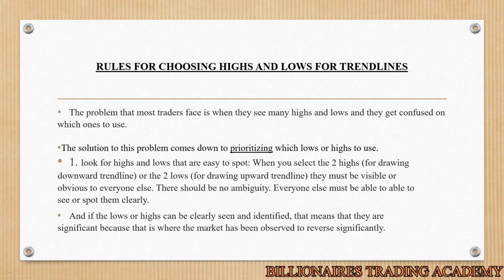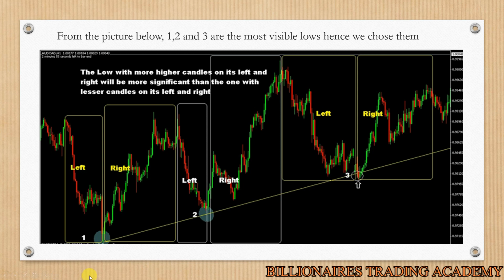So rules for choosing trend lines. The most important is, first, look at the highs that you can easily see. Look at the lows that you can easily see. That way you know which ones to use when drawing a trend line. So for example, this one, and this one. So you just draw a line 1, 2, and then when the market comes on the third touch here, it will touch the trend line, and then this is where you buy from.